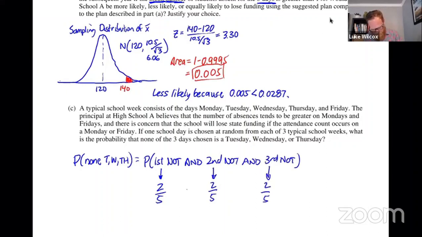And because they are independent, we can multiply those three probabilities. And that's going to give me an answer of 0.064.